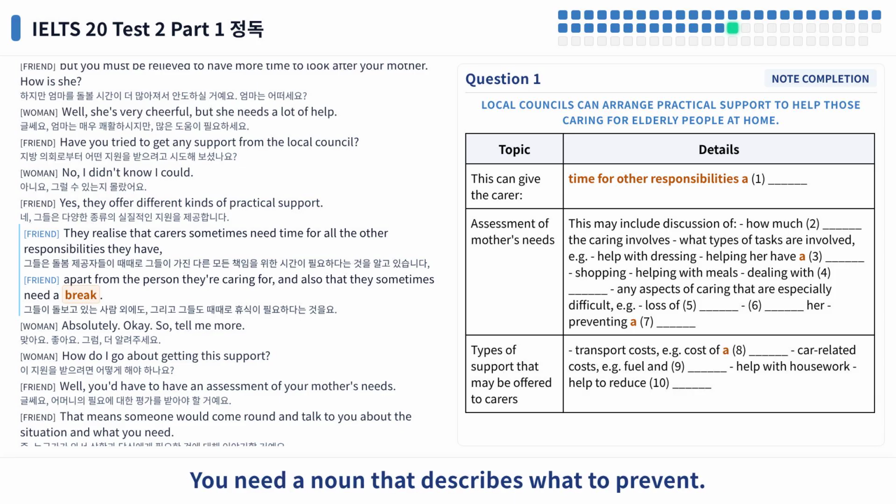For question 7, it's after preventing a in the notes. You need a noun that describes what to prevent. The clue word is preventing. Predict a noun like accident or fall. In the audio, the friend says, avoid the possibility of your mom having a fall.